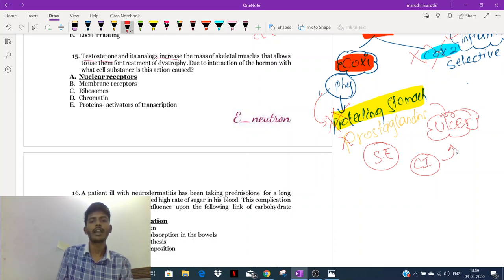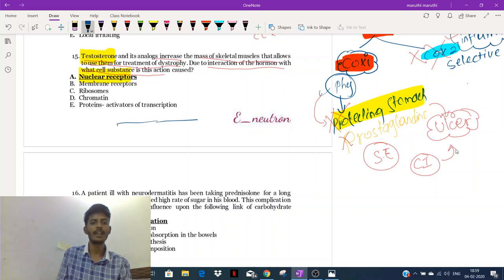Now let's talk. Testosterone and its analogs increase the mass of the skeletal muscle, which allows using them for the treatment of dystrophy. Due to interaction of the hormone with what cell substance is this action? Guys, we need to directly remember the testosterone receptor is a type of nuclear receptor. What do I mean by this?